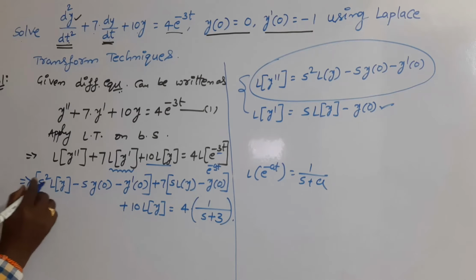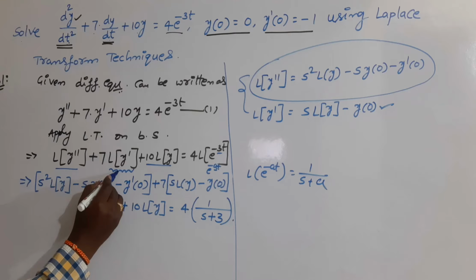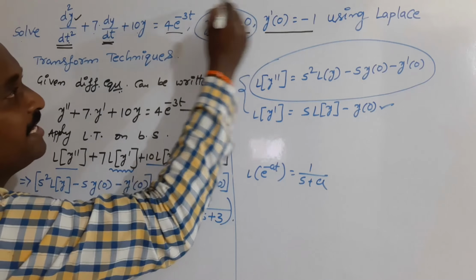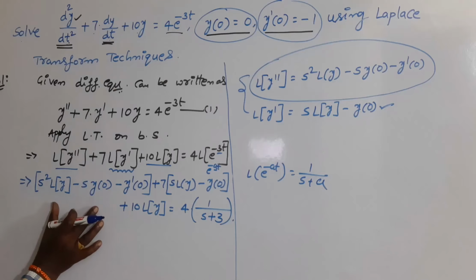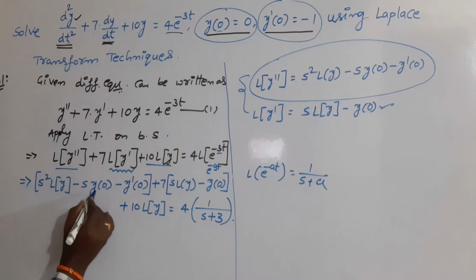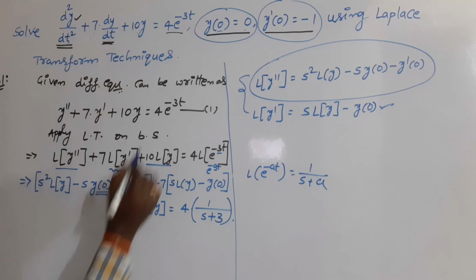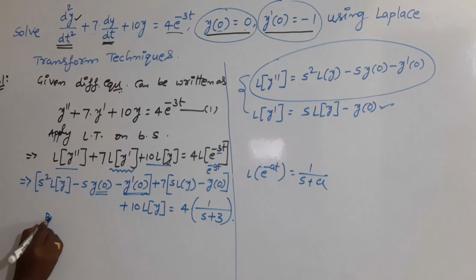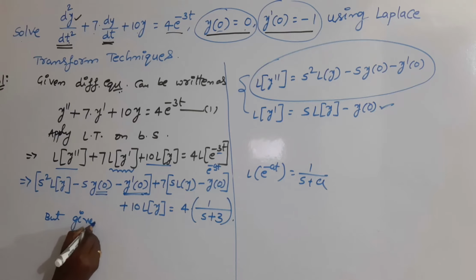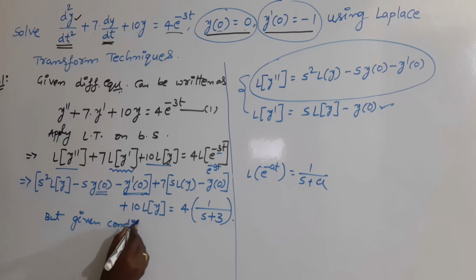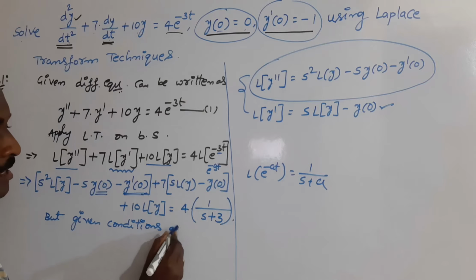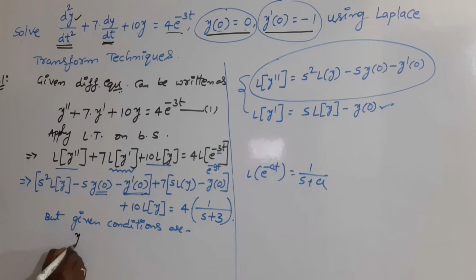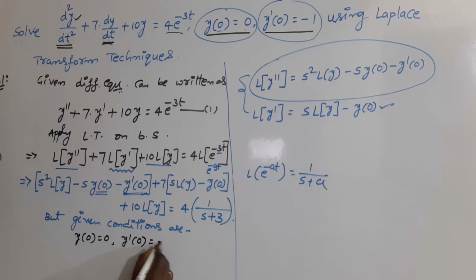After writing the formula of L of y double dash and L of y dash, immediately we have to apply the given initial conditions here. In this equation, whenever we have y of 0, replace it by 0, and whenever we have y dash of 0, replace it by minus 1. See, the given conditions are y of 0 is equal to 0 and y dash of 0 is equal to minus 1.